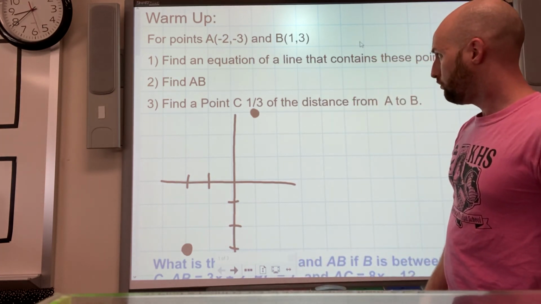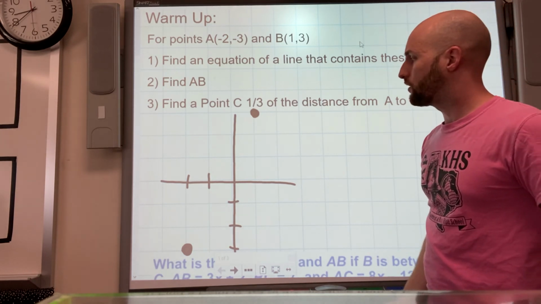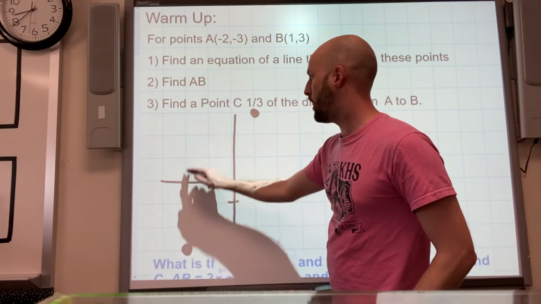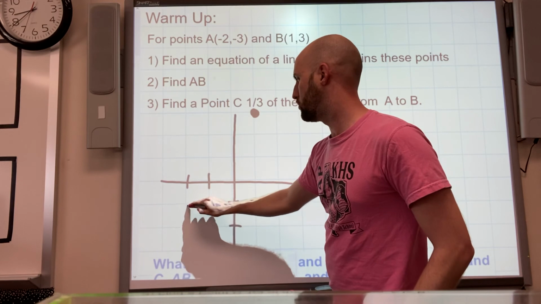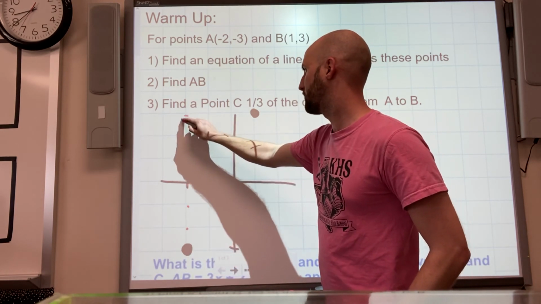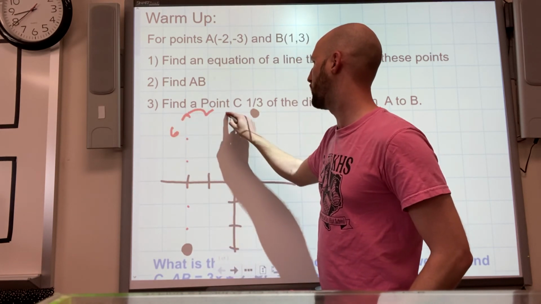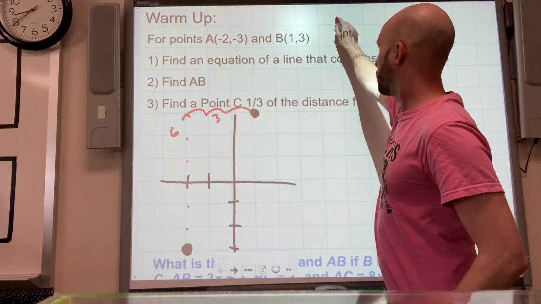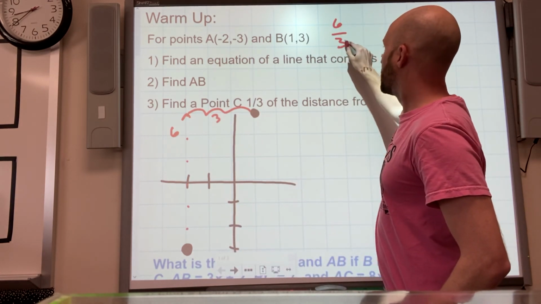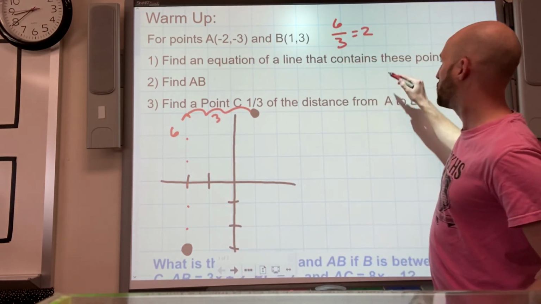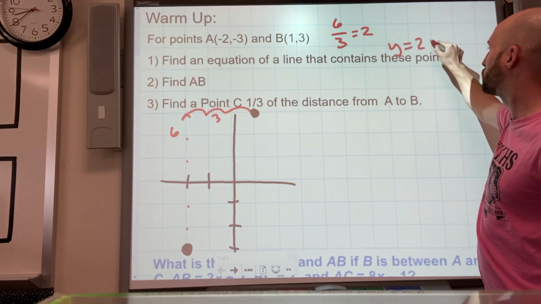So find the equation. Well, I want to know what the slope is. So if I was going to count the up and over, this is up 1, 2, 3, 4, 5, 6. So up 6 and over 1, 2, 3. So up 6 over 3 gives me a slope of 2.